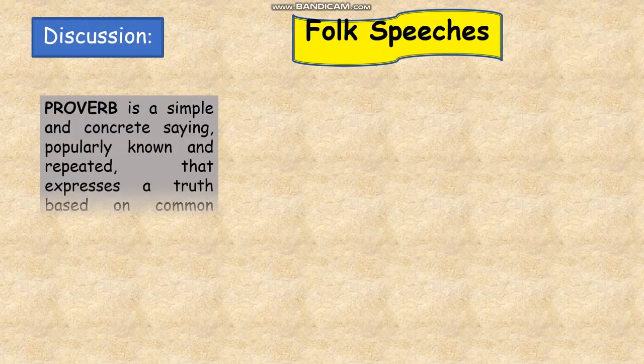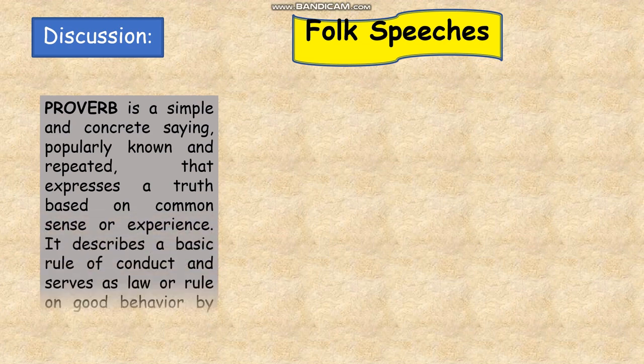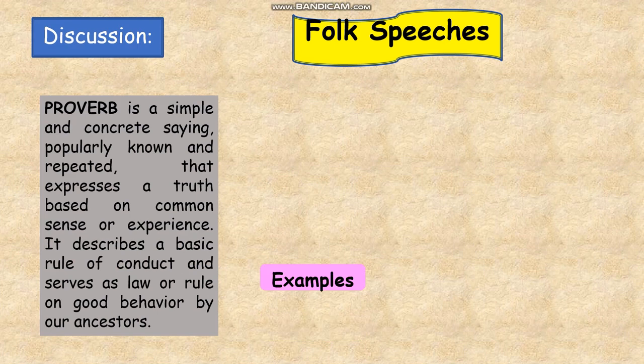Another type of folk speeches is proverb. A proverb is a simple and concrete saying, popularly known and repeated, that expresses a truth based on common sense or experience. It describes a basic rule of conduct and serves as law or rule on good behavior by our ancestors.